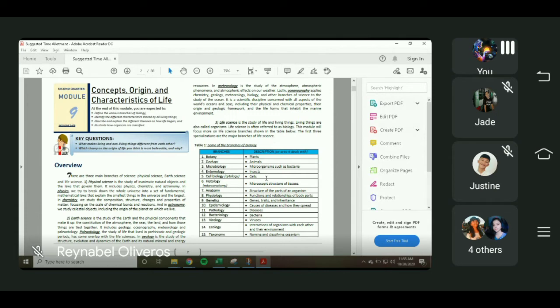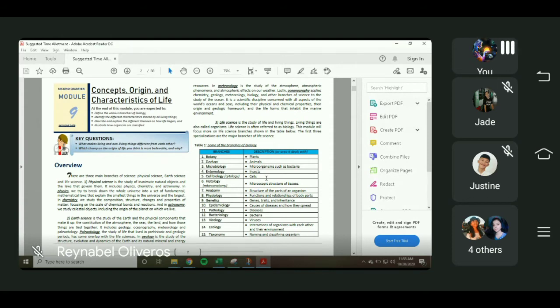These are the specifications of the different branches of biology that we will study during the second quarter. These are botany, zoology, microbiology, entomology, and cell biology, or cytology. Botany is about plants, the study of plants. Zoology is more on animals.